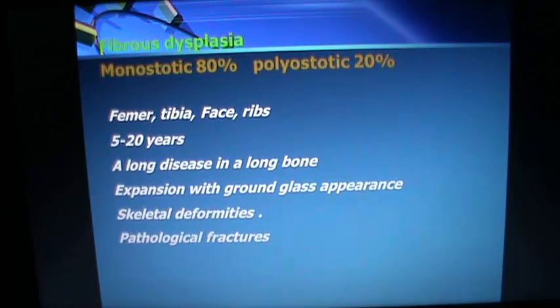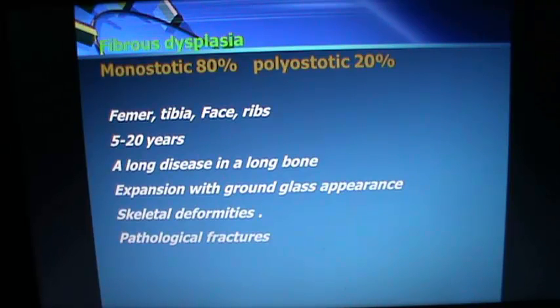One phalanx, forearm, upper arm, the whole limb, the whole lower limb, half of the body on the right, half of the body on the left, upper half, lower half. Even the face can be affected, and the mandible especially. The ribs are subject to fibrous dysplasia, and the clavicles are also involved. Usually it appears in young age, 5 to 20, and simply it is a long-standing disease, long involvement in a long bone.